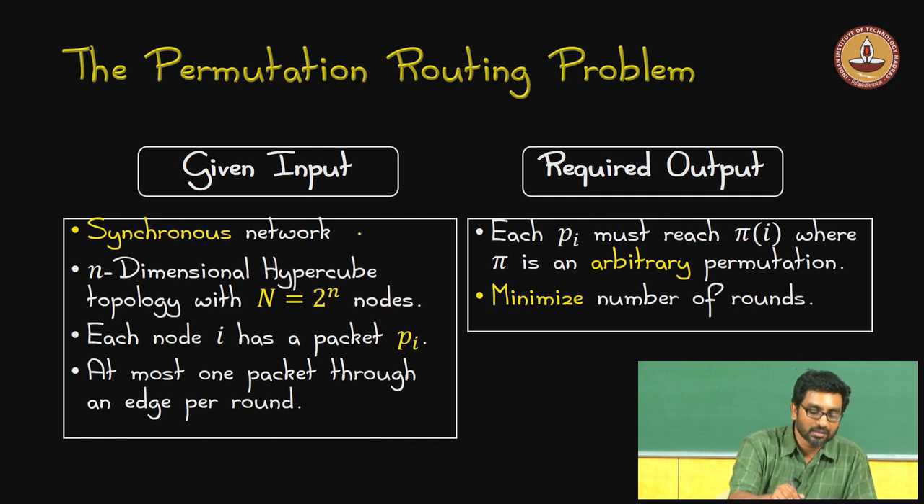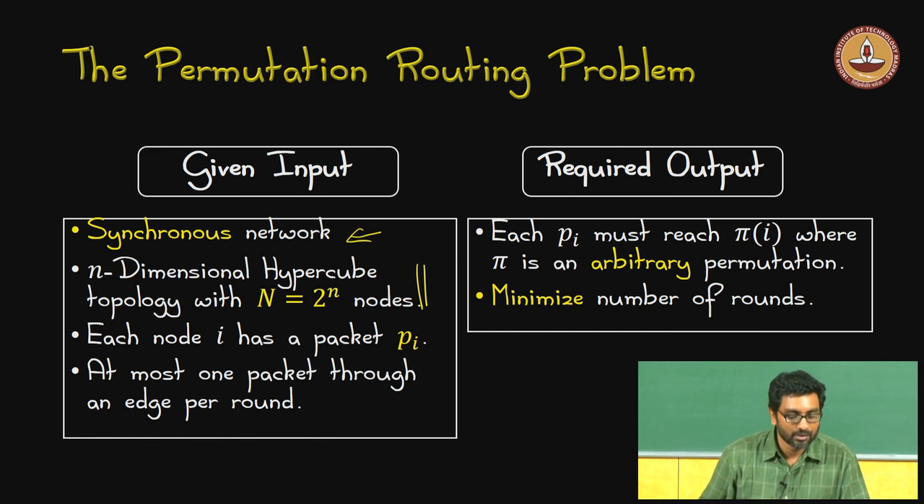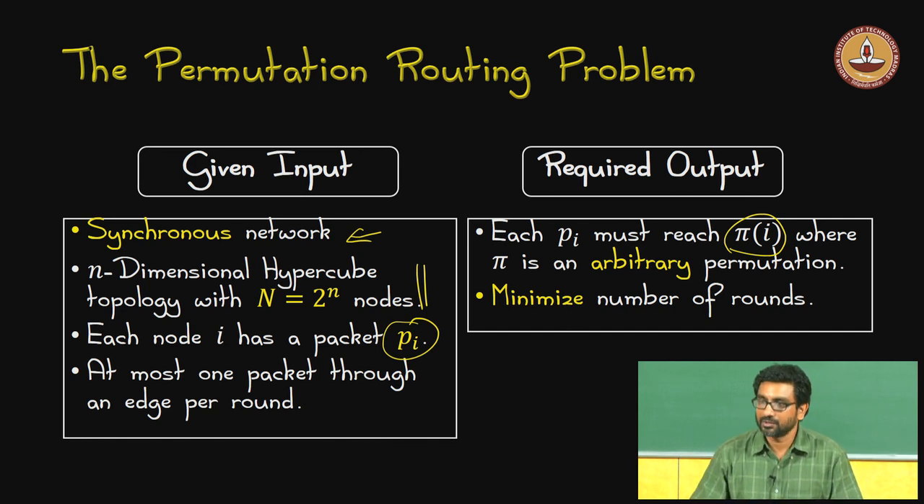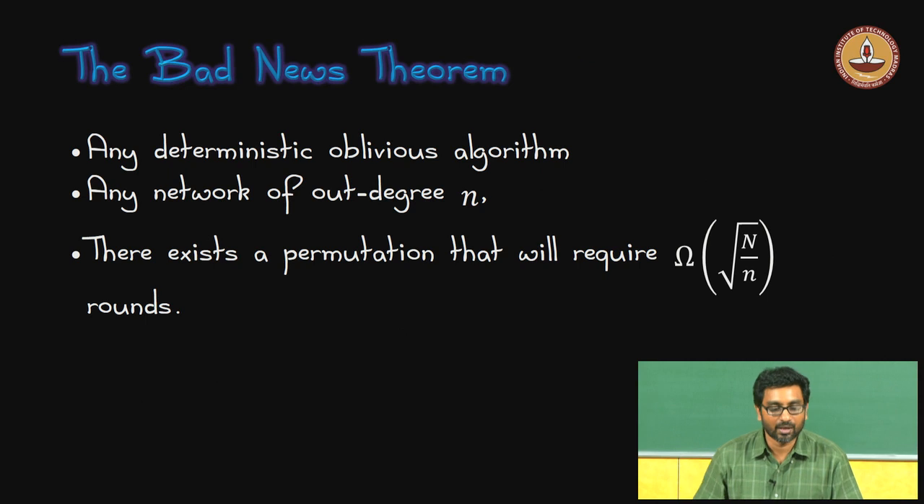So, we have a synchronous network on an n-dimensional hypercube. Each node i has a packet P_i, and the packet P_i must reach a destination node pi(i), where pi is basically some arbitrary permutation, and you must minimize the number of rounds. So, that is the problem we have. And recall that there was bad news for deterministic algorithms. Basically, there is a square root of n term that you cannot avoid.